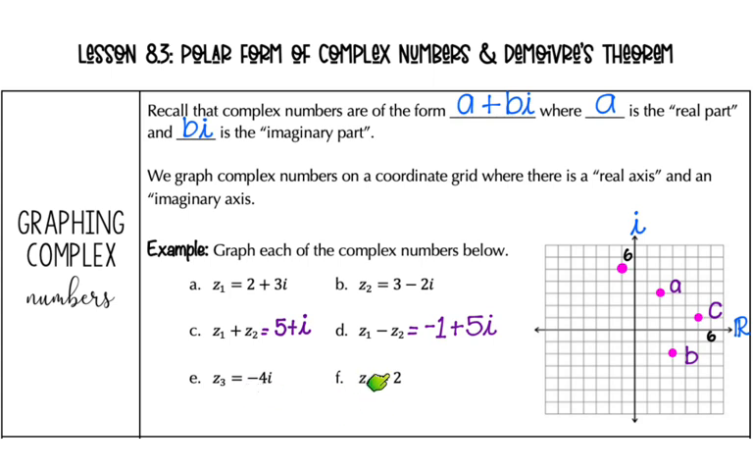And then for E, this just says go down 4 in the imaginary direction. And for F, we're going to go 2 in the real direction. You might think this is not a complex number, but it is. It's actually just saying 2 plus 0i. So there's the 2 points that are on those axes, E and F.